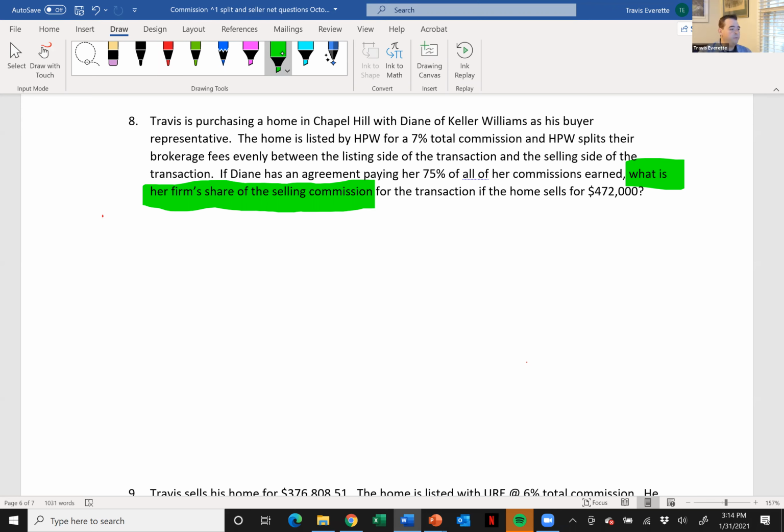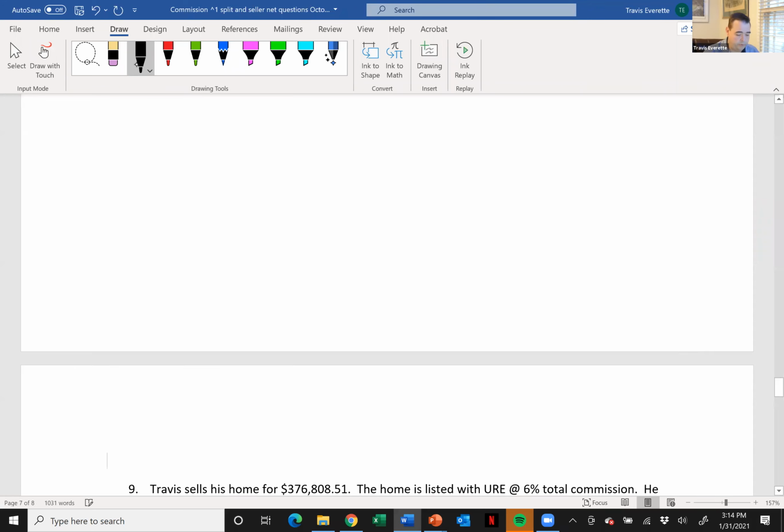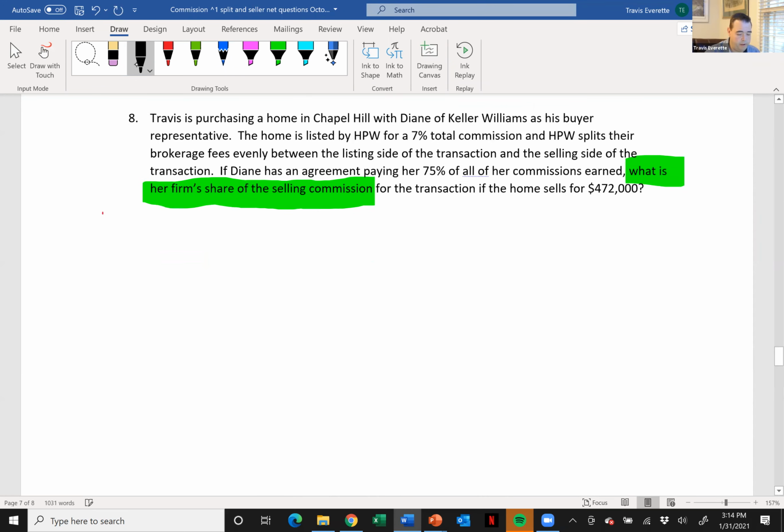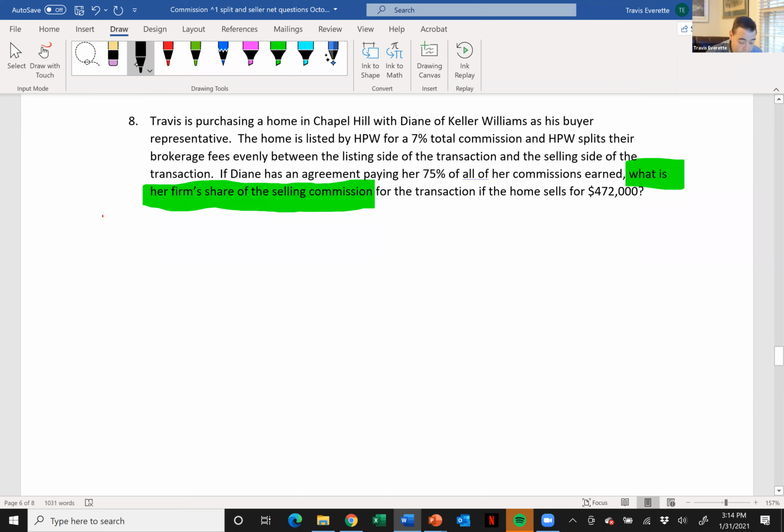So this is big tree, big numbers, big tree. I know we're going all the way down to a split between Diane and her firm. So all of that tells me I need a big commission tree. So I'm going to go ahead and map that out for myself. Let me get this on a different page. I got plenty of room here. I'm going to map this out for myself. And I know I'm going to start with a sales price. And I know from that sales price, I'm going to have a total commission.